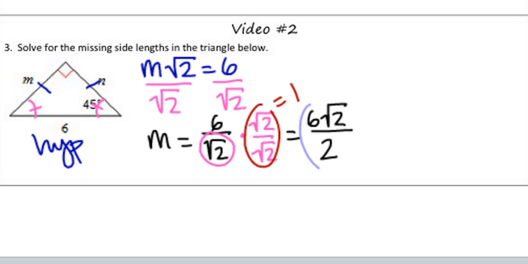We're almost done. Notice that we have something that we can simplify. What's 6 divided by 2? Well, that's just 3. So this is going to be 3 times the square root of 2.